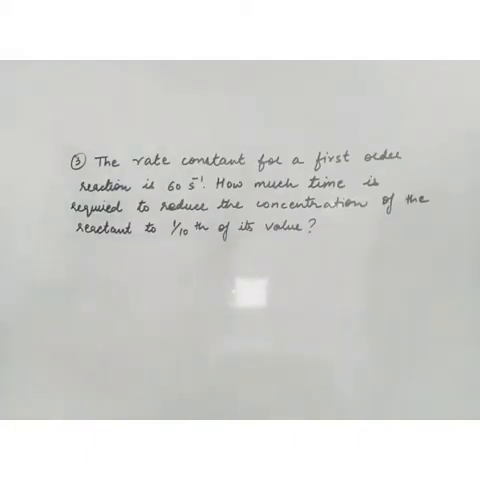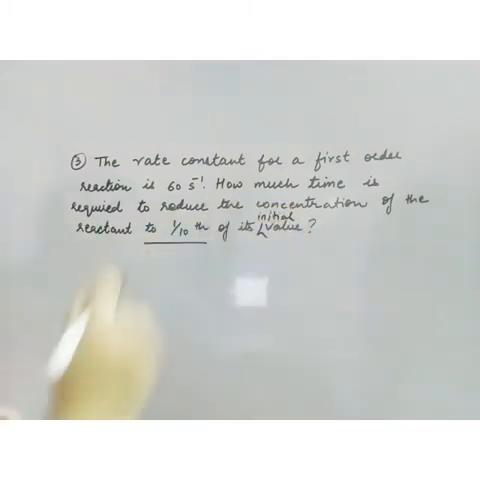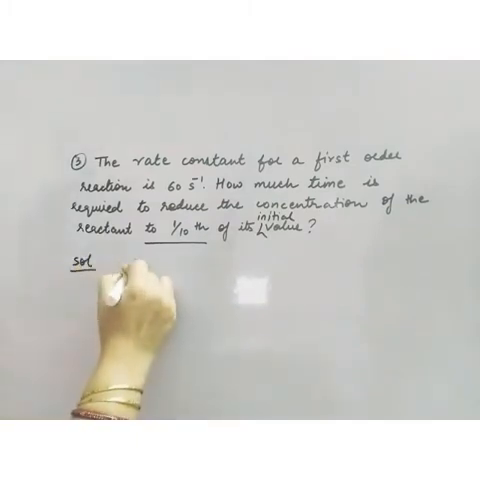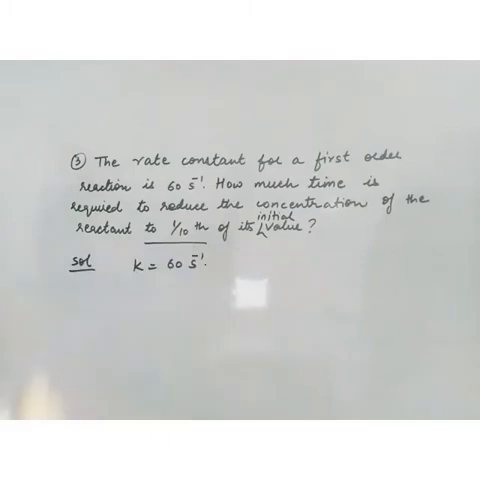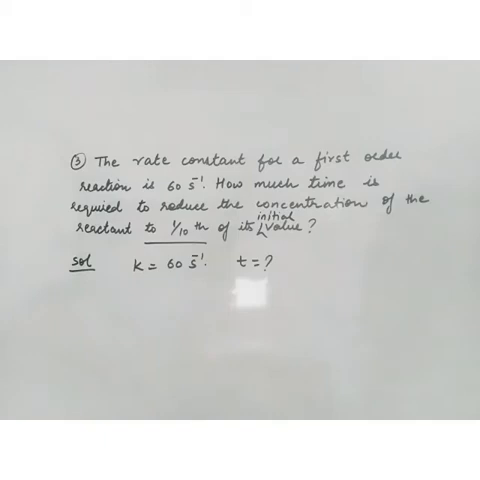Now this is the next question. The rate constant for a first order reaction is 60 second inverse. How much time is required to reduce the concentration of reactant to 1/10 of its initial value? Okay, now how to solve this question? K is given to us and time we have to calculate, but there is no information about initial and final. It is not given in percentage also. It is given like this, that whatever is the initial value, the final value is reduced to 1/10.